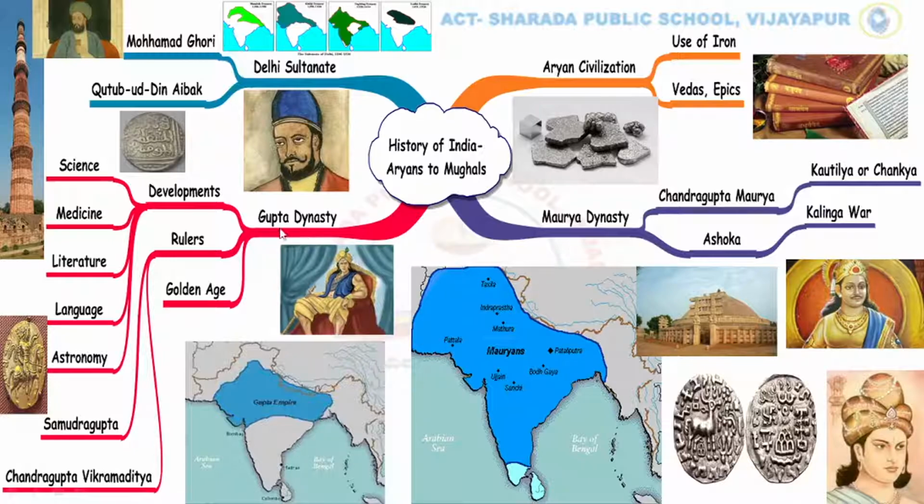After this comes the Gupta dynasty. Powerful kings like Samudragupta and Chandragupta Vikramaditya ruled over this powerful empire. During this period, many developments were made in the fields of science, medicine, literature, language, astronomy, etc. And that is why the Gupta period is also called the Golden Age of Indian history. It lasted from 300 AD to 800 AD.